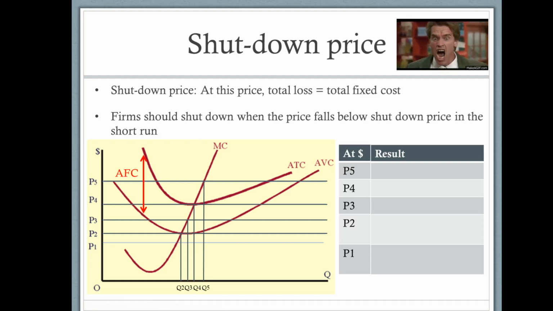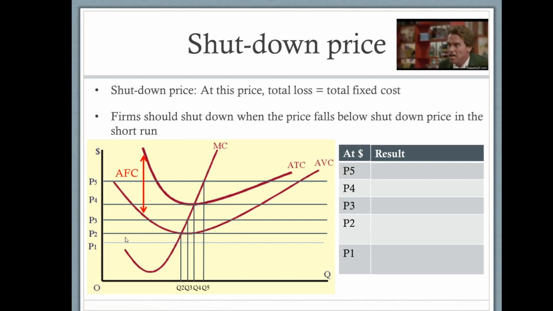Understandable. So we have two very special things that we just found out. When you are at the break-even price, the ATC is also going to be at the lowest point. And when you are at the shutdown price, the AVC is also at the lowest level. So make sure you got that.